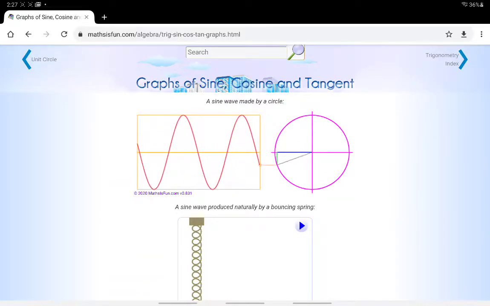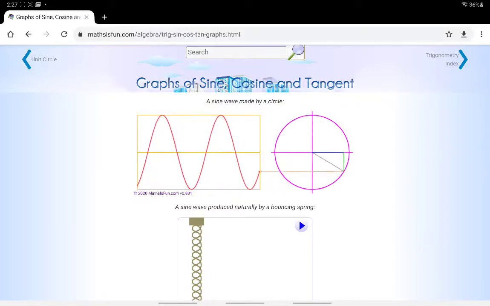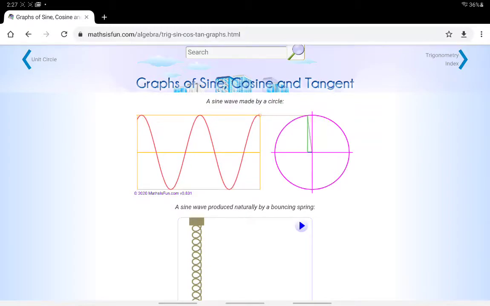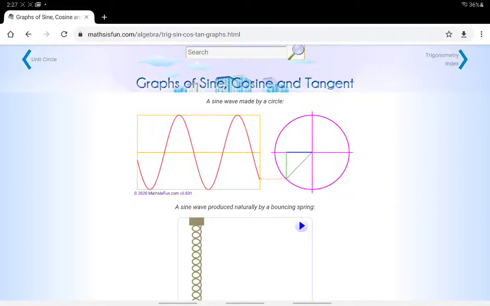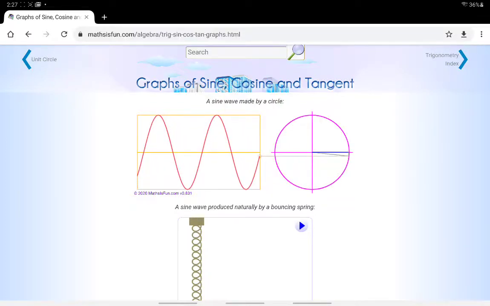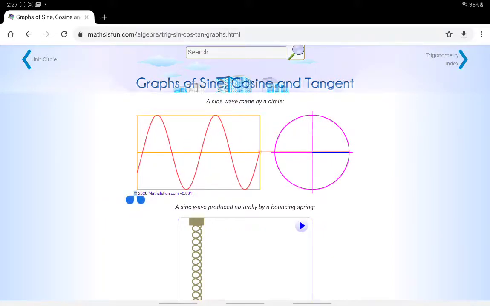Now the circle on the right-hand side is representing the unit circle. And we've taken a look at the unit circle before. And we know on the unit circle, the y-coordinate will correspond to the value for sine. And as you can see, this is labeled a sine wave made by a circle. So how is this doing it? Well, I'm going to go ahead and start this animation right here.